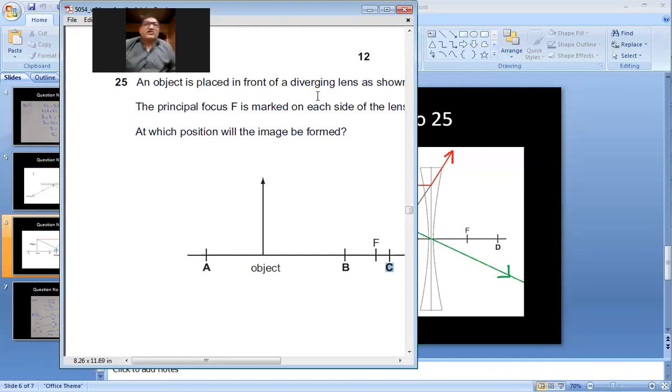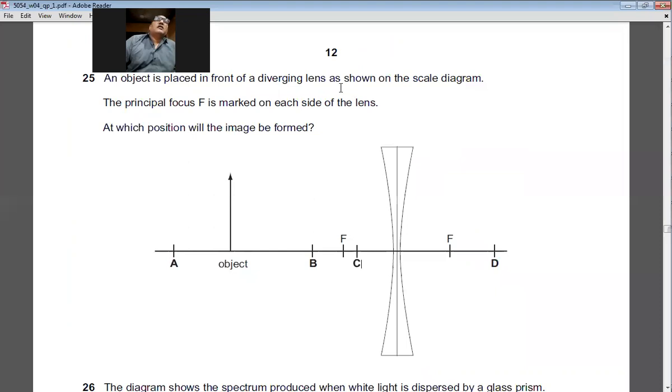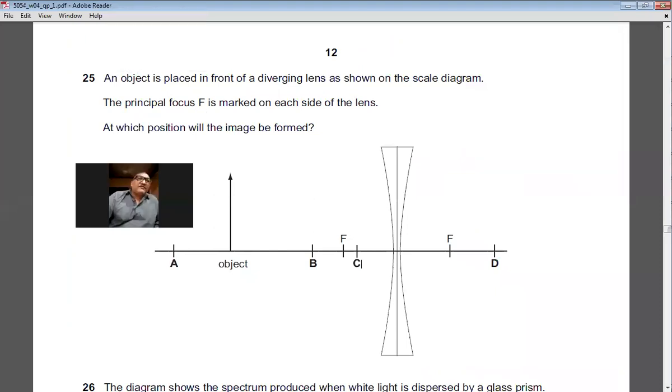So that was question number 25. C is the right choice.